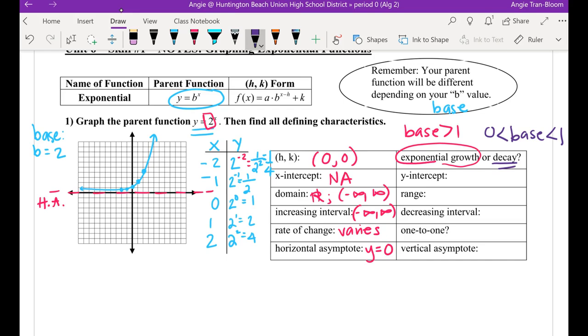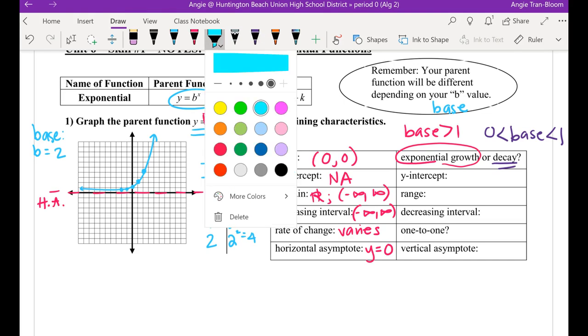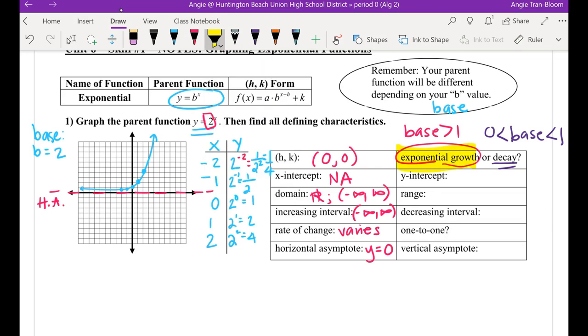So look at our base. Is our base greater than 1? So is this growth or decay? Growth. So since I circled these things, you can circle your answer. I'm just going to highlight them since I already circled them for the definition.